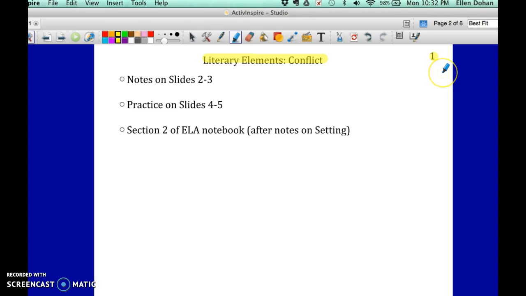That's just to help you identify which slide you're on, which slides to take notes on, and which slides to do practice on. You're going to be taking notes on two slides, slides 2 and 3, and then you're going to do some practice on slides 4 and 5. All of this information will go in section 2 of your ELA notebook. So pause right now and make sure you're at section 2 of your ELA notebook. You're going to put these notes directly after your notes on setting.